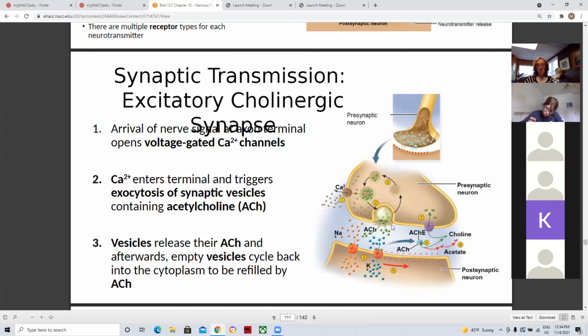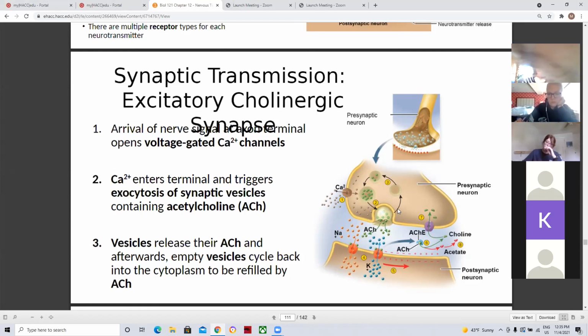Remember what exocytosis means. What does exocytosis mean? Exiting of the cell. Yeah, so it's a substance, a vesicle is going to fuse with the membrane and excrete the substances, meaning the neurotransmitter in this case, into the synaptic cleft. The vesicles will then recycle back into the cell cytoplasm and be refilled by more neurotransmitter.